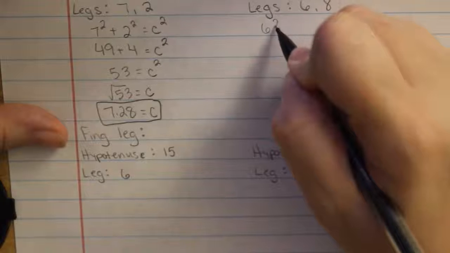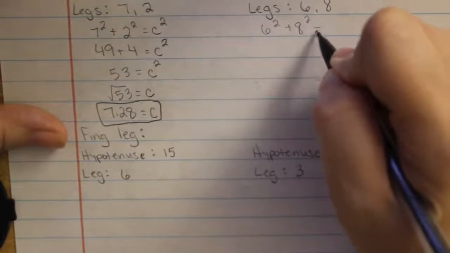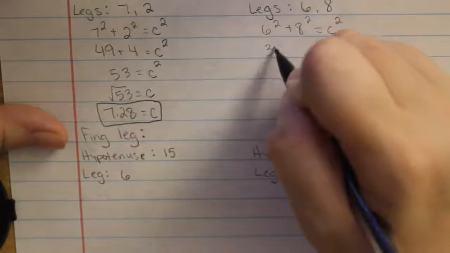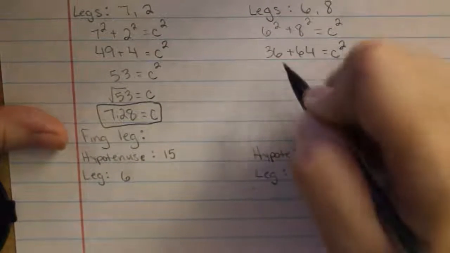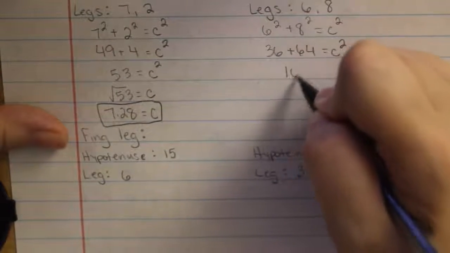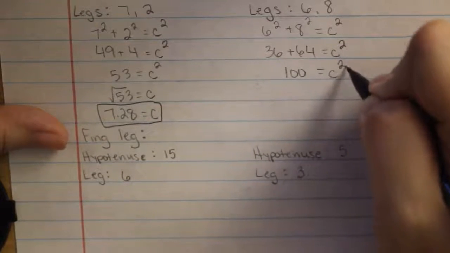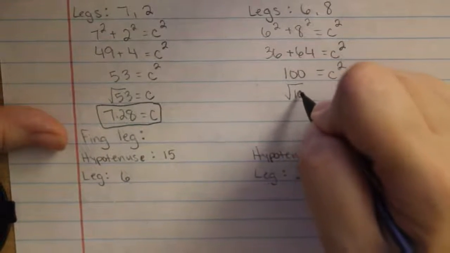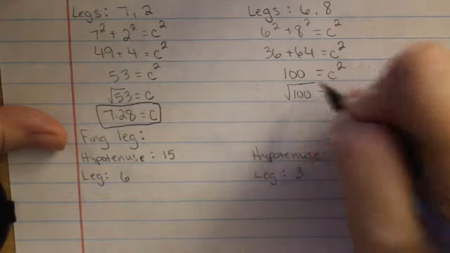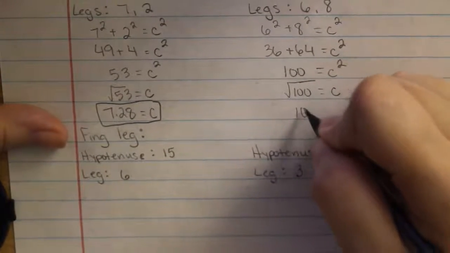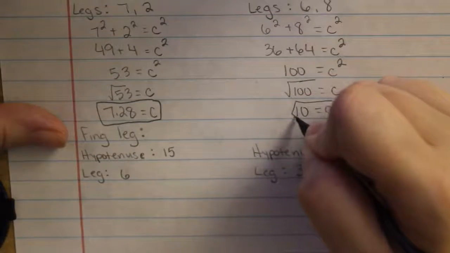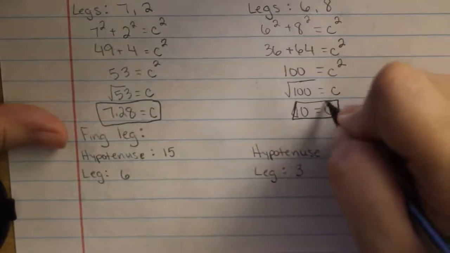So I've got 6 squared plus 8 squared equals c squared. 36 plus 64 equals c squared. 36 plus 64 is 100 equals c squared. Take the square root of 100 to find c. That's one of the ones you should actually know very, very well. I know the square root of 100 is 10. So in this case, 10 is actually my hypotenuse.